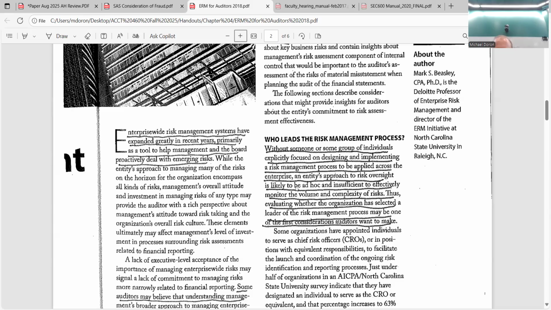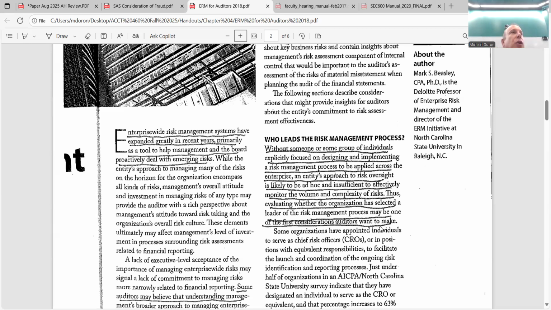So if you don't have someone in charge, you're likely to be ad hoc and insufficient to effectively monitor the volume and complexity of risks. Thus, evaluating whether the organization has selected a leader of the risk management process may be one of the first considerations auditors want to make.